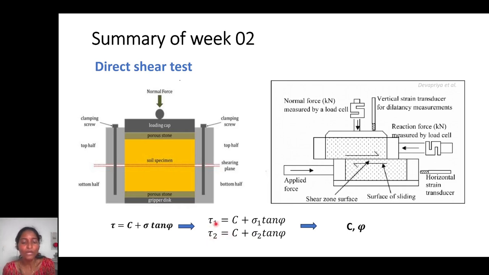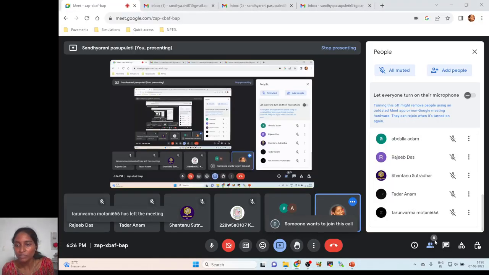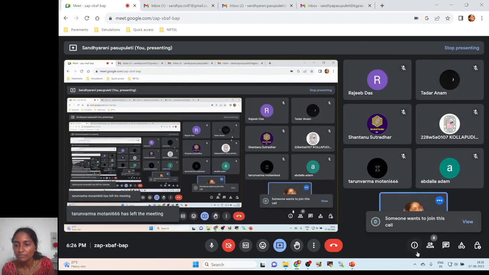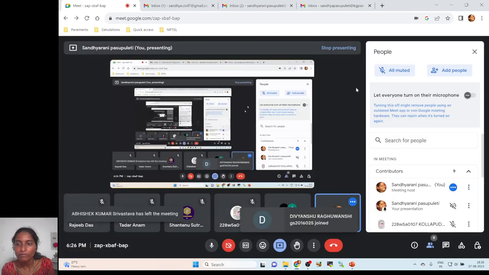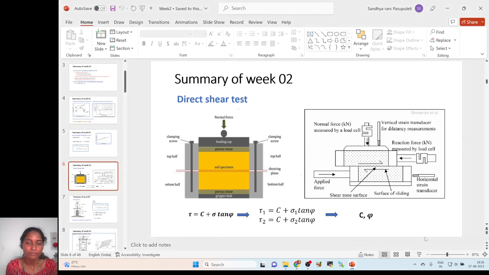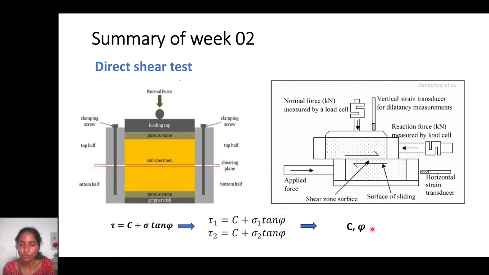So if we have two equations like this, what are the unknowns here? You know the applied stress, you know tau 1. Then in the two equations, the unknowns are C and phi: cohesion and angle of internal friction. These are the two main properties of the soil. If we know these two properties, we can have a basic idea about any of the soils.